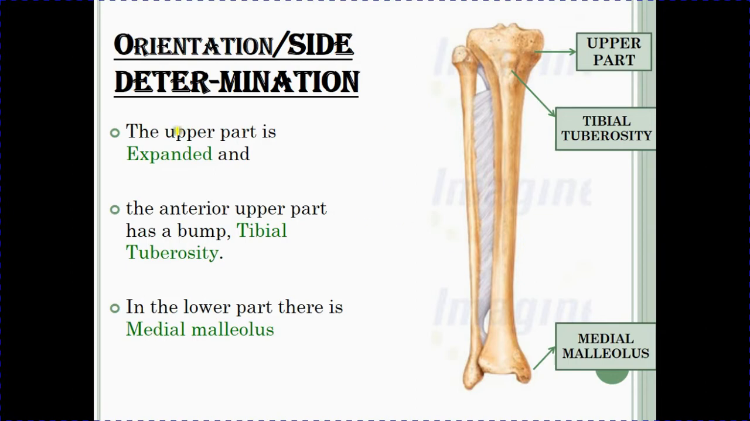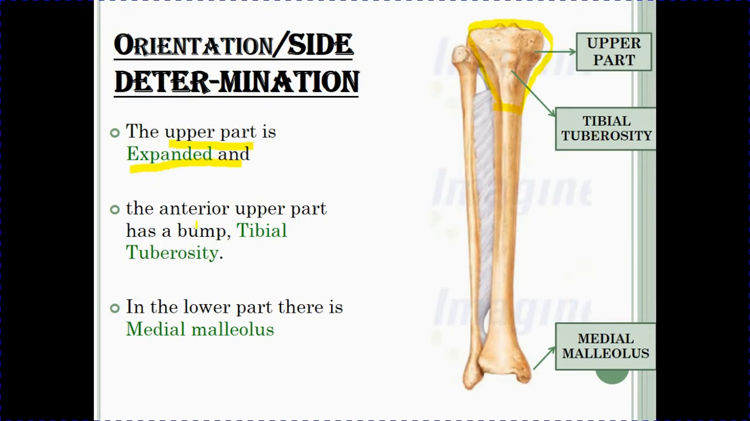The first thing is that the upper part of the bone tibia is expanded. Now we'll see this in the figure. Look at the figure. This is the upper part, and you can see the upper part of the bone is expanded compared to the lower part.